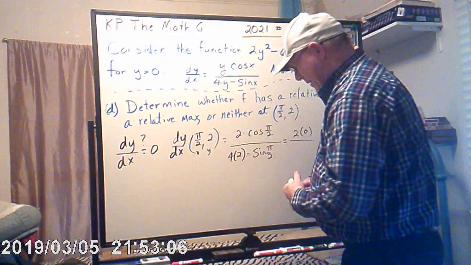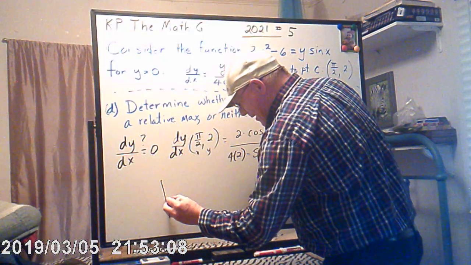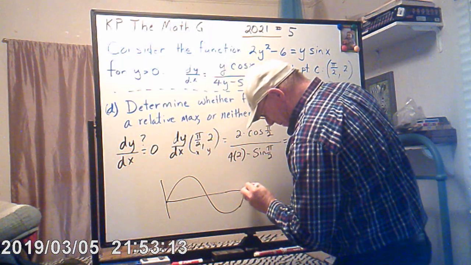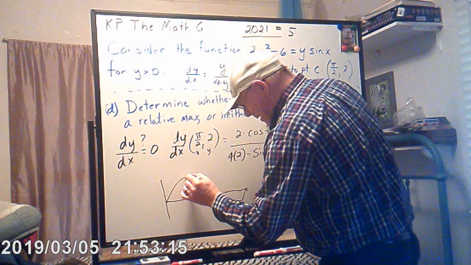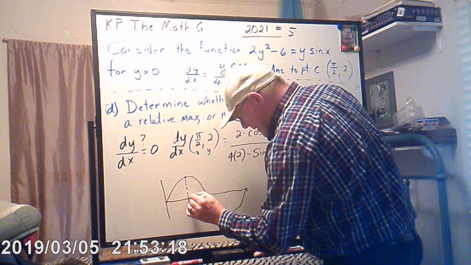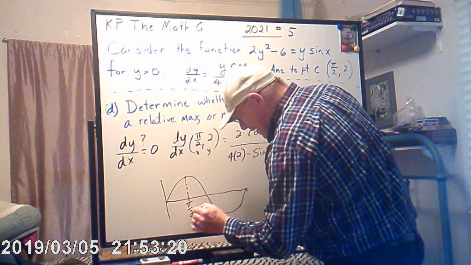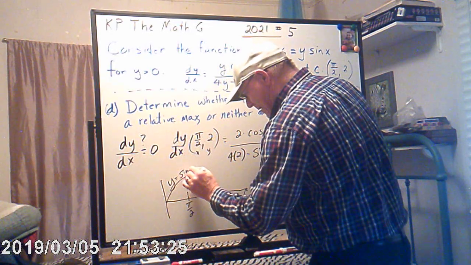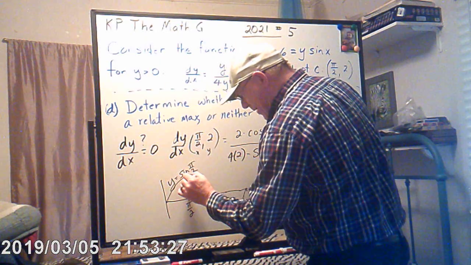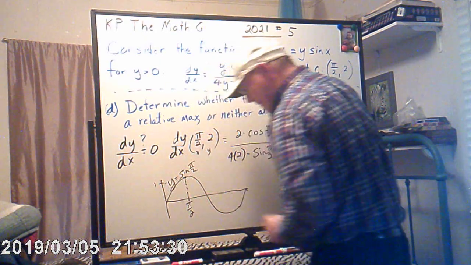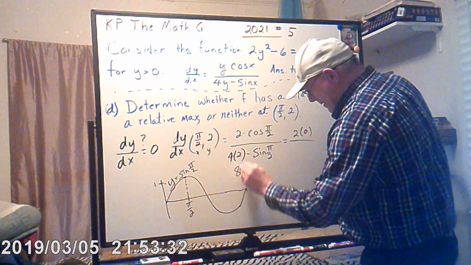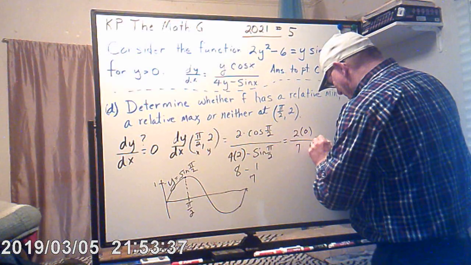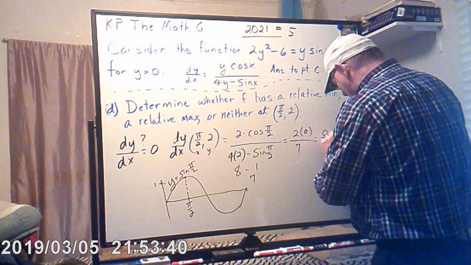Here we go with sine. It's going to come up right here, something like that, and this, by the way, is pi over 2. So sine pi over 2 is, by the way, associated with 1. So 8 minus 1 is 7, and 0 over 7 is 0.